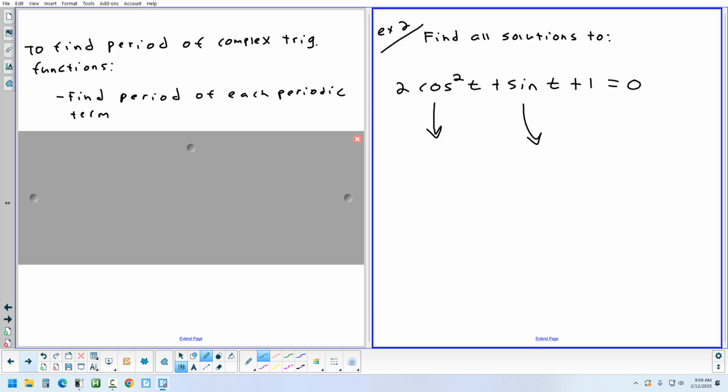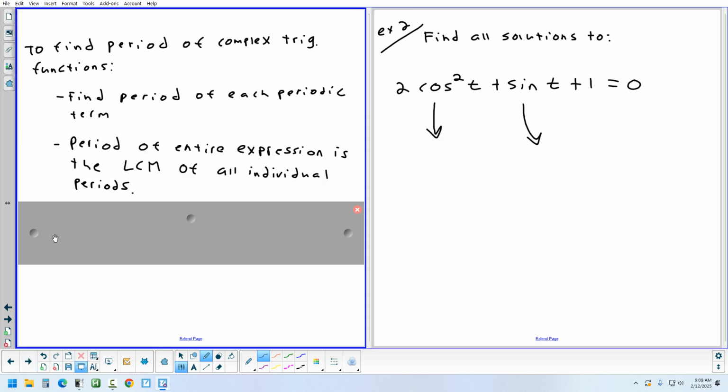Only 2 of them are periodic. The 1, that's a constant term, so there's no period length to that. But 2 cosine squared and sine, those are periodic. So what we're going to do is find the period of each one of them. That's the first step. Once we find the period of each individual periodic term, the period of the entire equation is the least common multiple. It's the least common multiple.